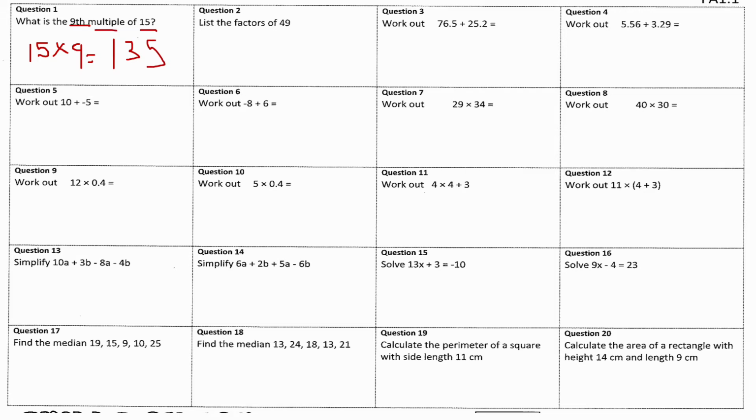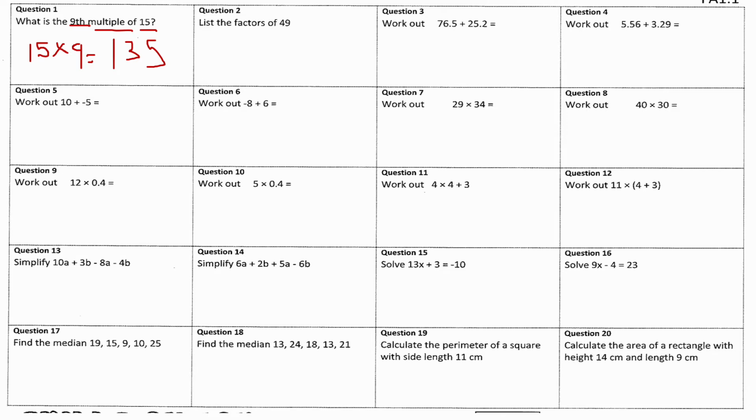So multiple just means the times tables of this number. So it's 15, 30, 45, 60, 75, 90, 105, 120, and then 135.